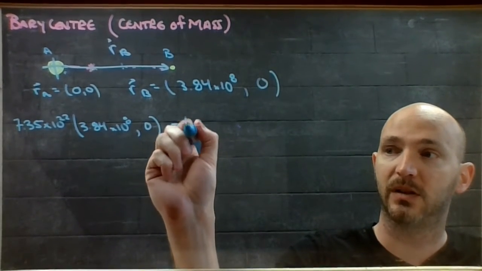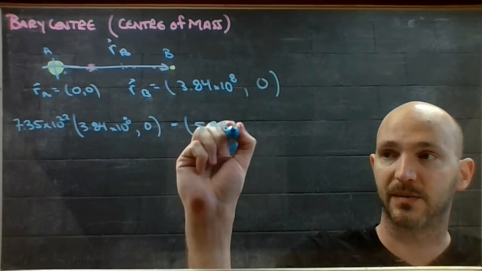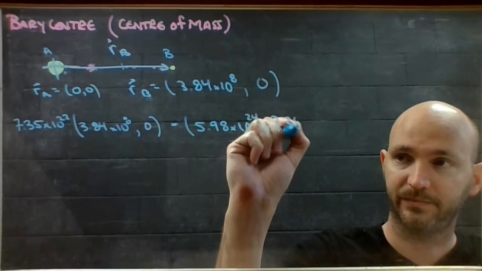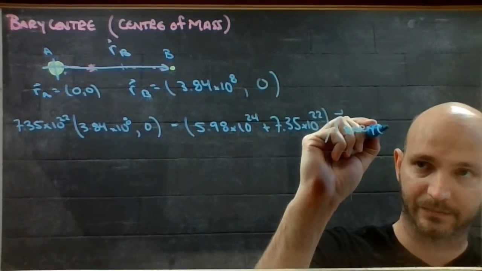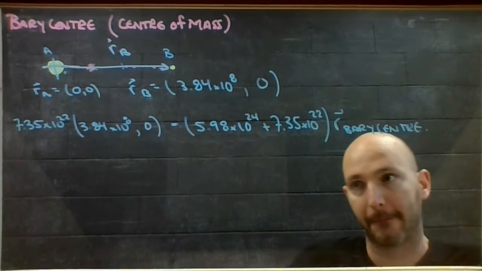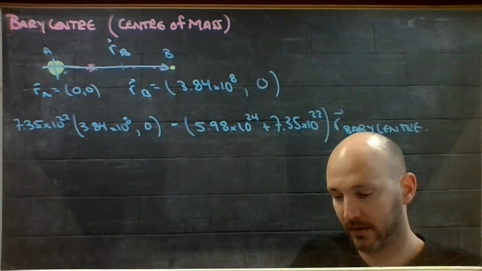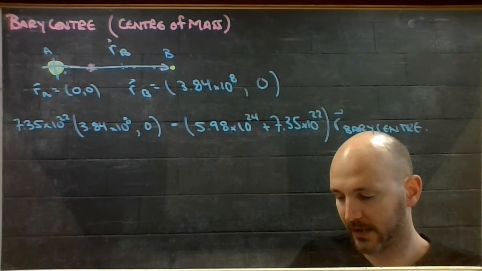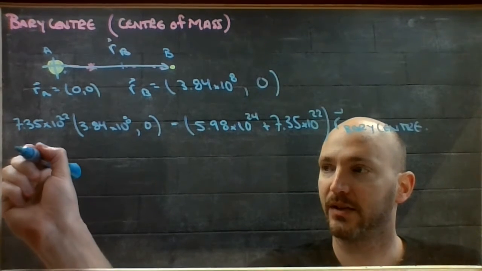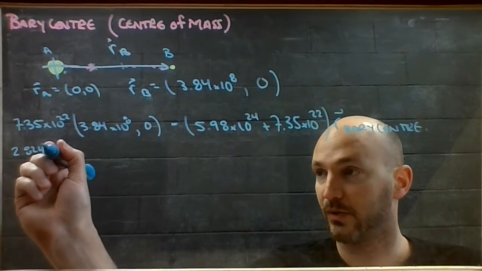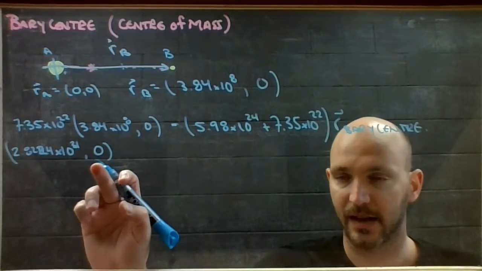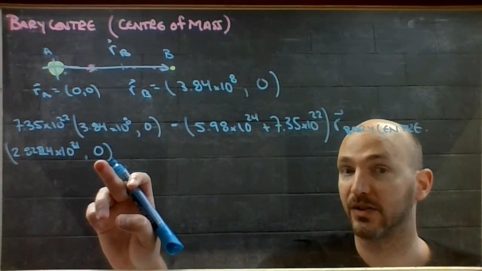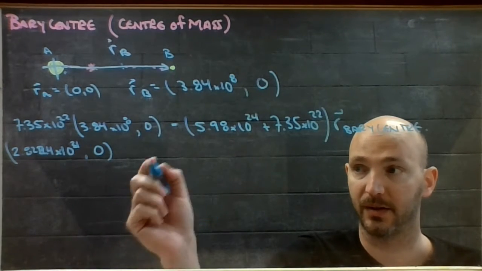Now, that's supposed to equal the mass of the first object, which was 5.98 times 10 to the 24, plus the mass of the second one, 7.35 times 10 to the 22, multiplied by a vector leading me to the barycenter of that system. Okay. So I'm going to do a little bit of work here. Turn the calculator on. 7.35 times 10 to the 22 multiplied by 3.84 times 10 to the 8 gives me 2.8224 times 10 to the 31, comma 0. Which again isn't necessary for this particular one-dimensional example, but I'm going to leave it there so that this example looks similar to the next one we do.